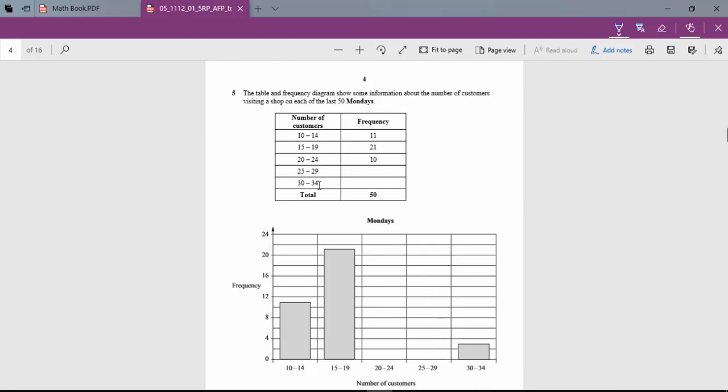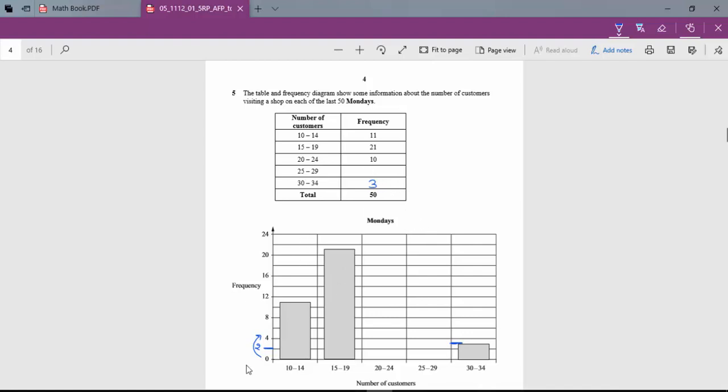30 to 34 is, look, the frequency is going by 4. It means halfway is 2. And more than halfway, so this frequency is 3. 30 to 34 is repeated 3 times.